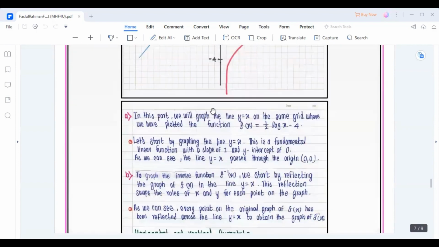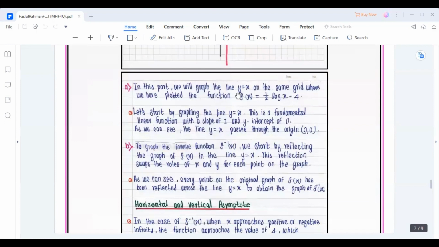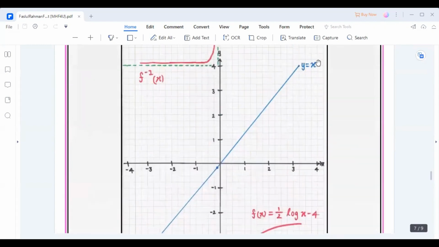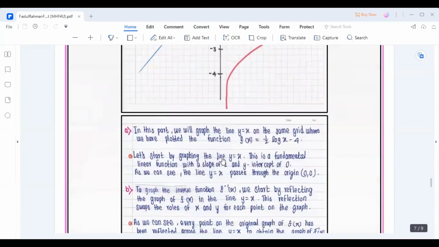So part A. In this part, we will graph the line y equals x on the same grid where we have plotted the function f(x) equals half log x minus 4. Let's start by graphing the line y equals x. This is a fundamental linear function with a slope of 1 and y-intercept of 0. As we can see, the line y equals x passes through the origin, which is (0, 0). So we can see it passes through the origin, the line y equals x.